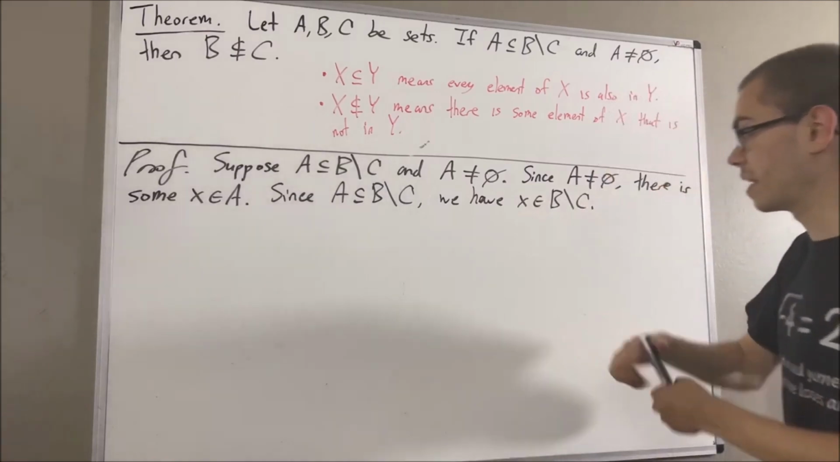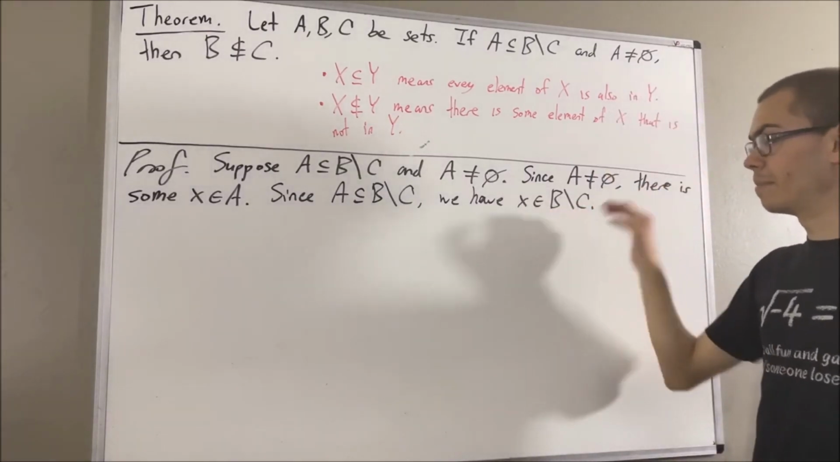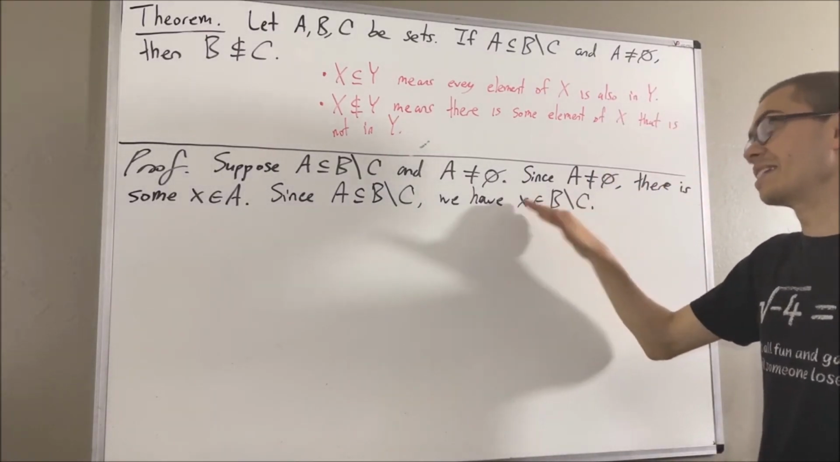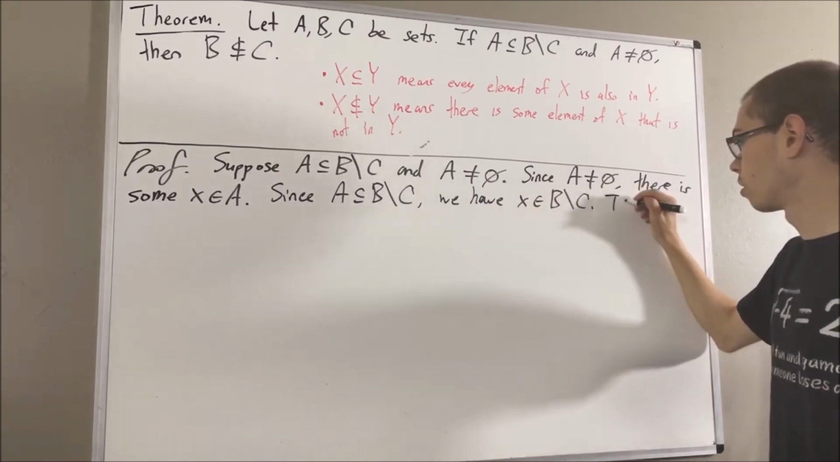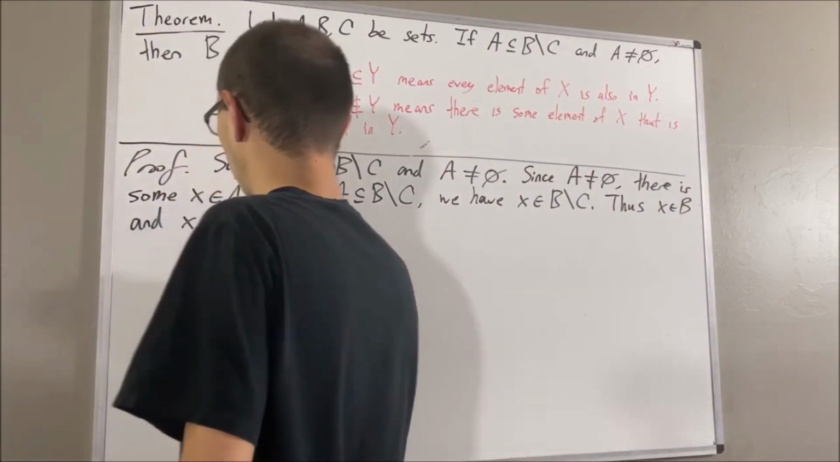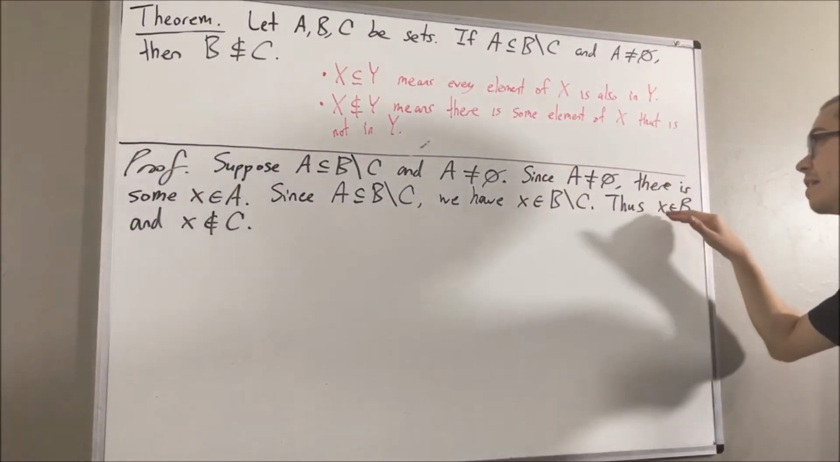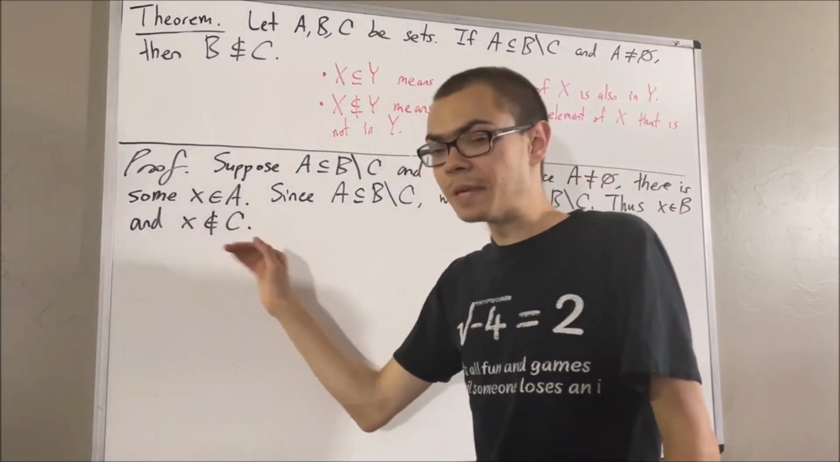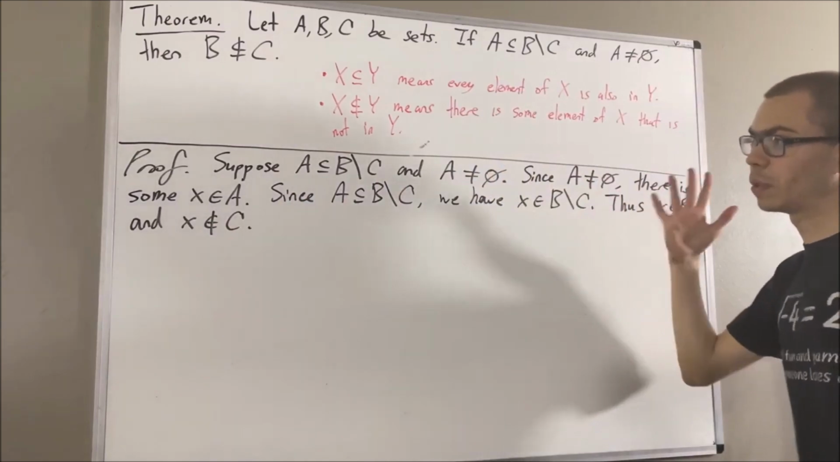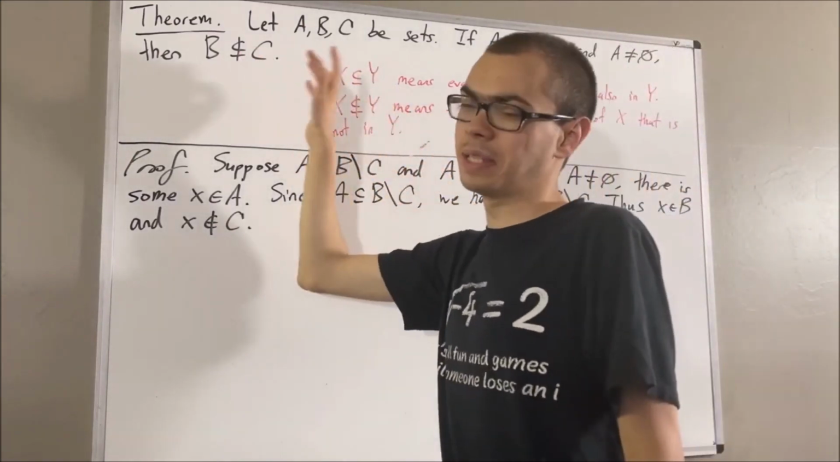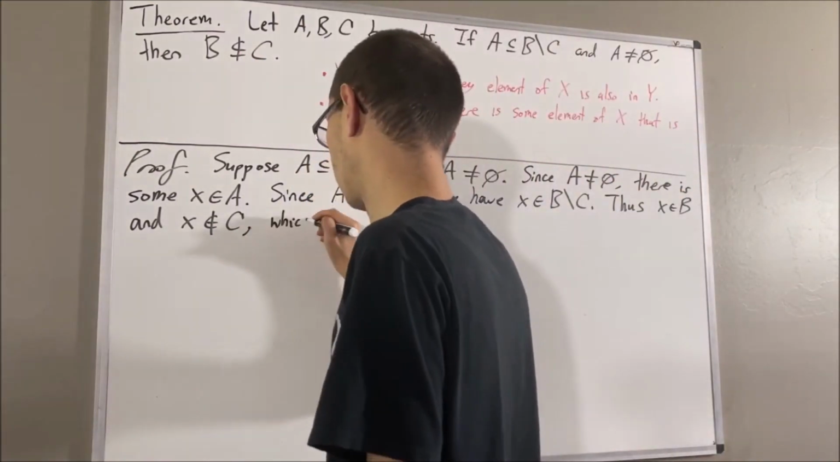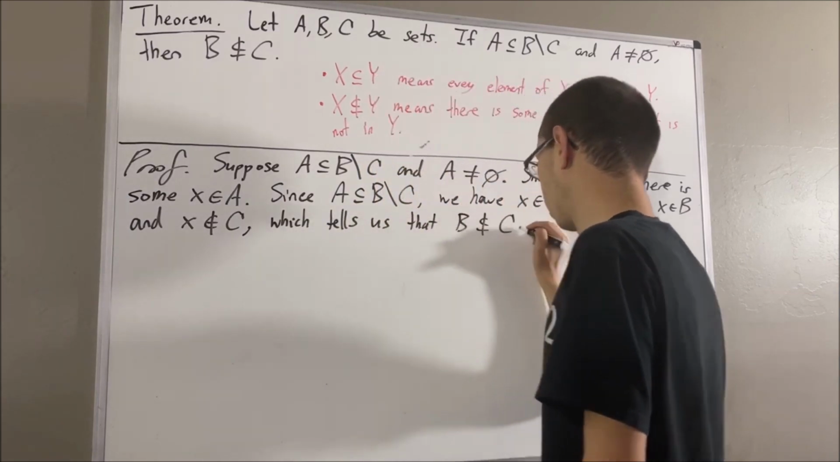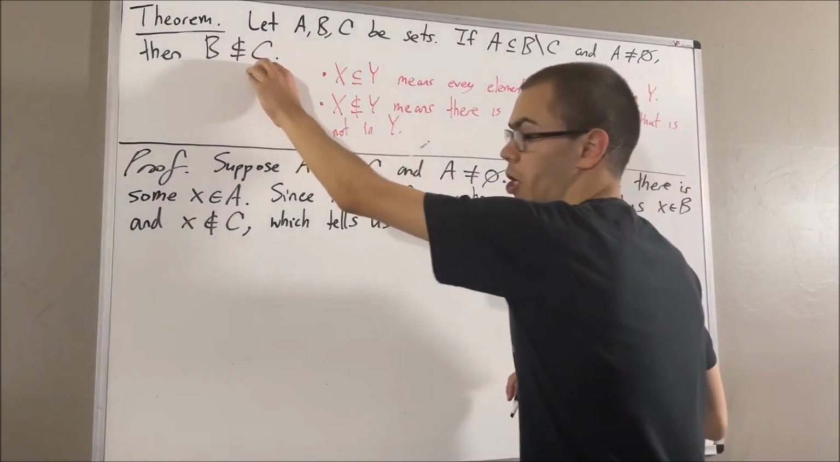What does it mean to be an element of B set minus C? It means that x is an element of B and x is not an element of C. So we see that there is some element of B that is not in C, namely x. And that's precisely what it means for B to not be a subset of C. And that's exactly what we wanted to show.